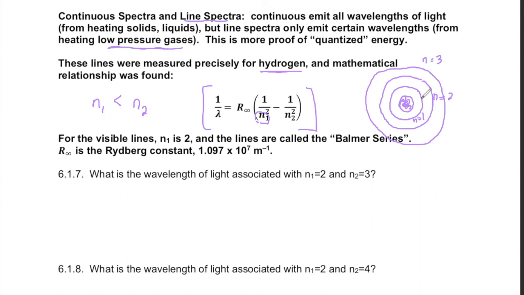If the wavelength of light is being absorbed by the electron, it's going to jump to a higher level. If it's being emitted, then it's going to fall to a lower level. So whether it's being absorbed or emitted, we're not going to worry about the sign of the wavelength, because the wavelength is always going to be positive.